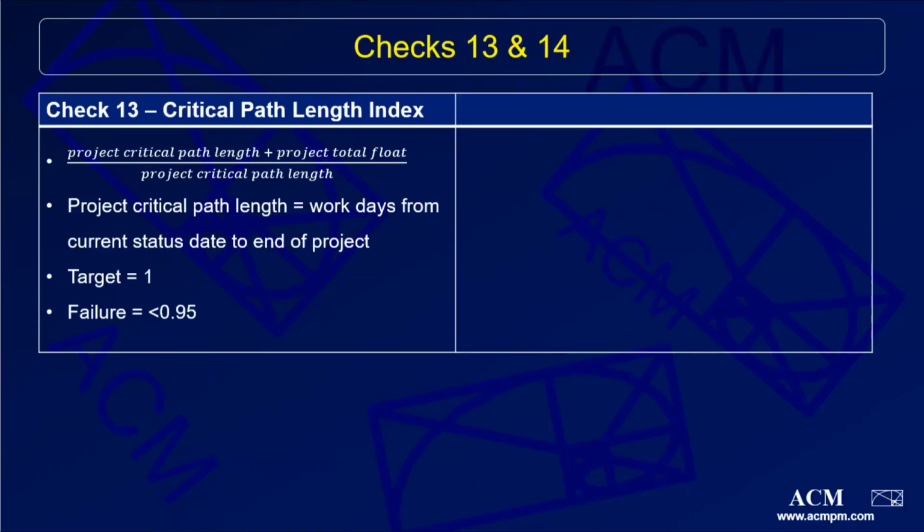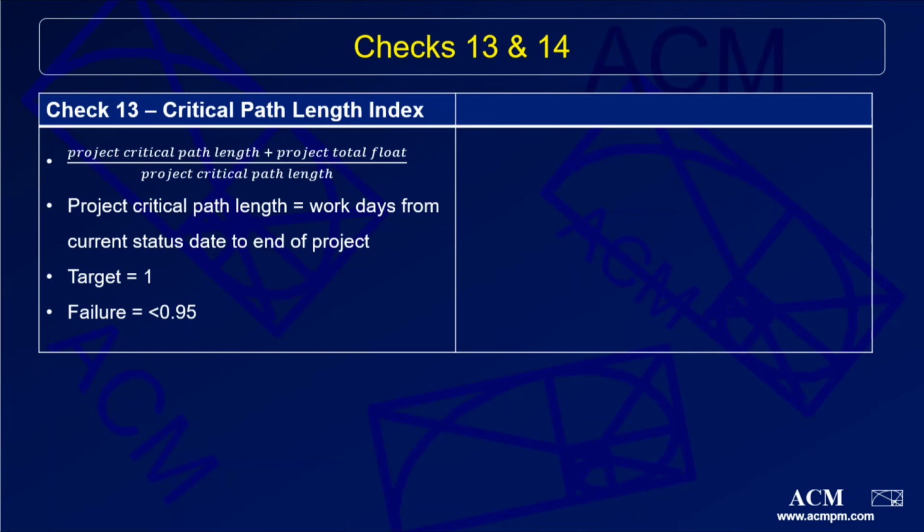Checks 13 and 14 are what's referred to as tripwire checks. Check 13 will check the critical path length index, which is a measure of the ratio of the project critical path length plus the project total float to the project critical path length. For this check, we will define the critical path length as the time in workdays from the current status date to the end of the project. Our target number for this test is 1, and anything less than 0.95 or 95% would be deemed as a failure.